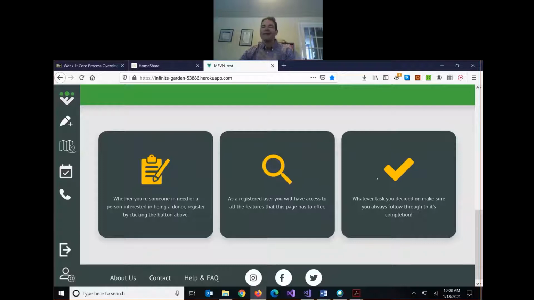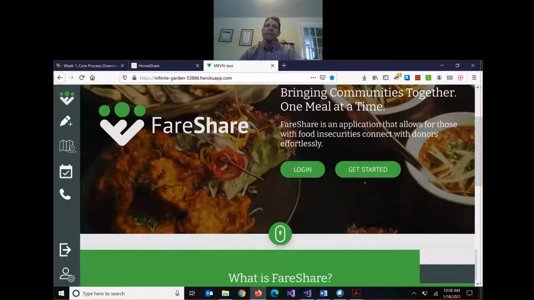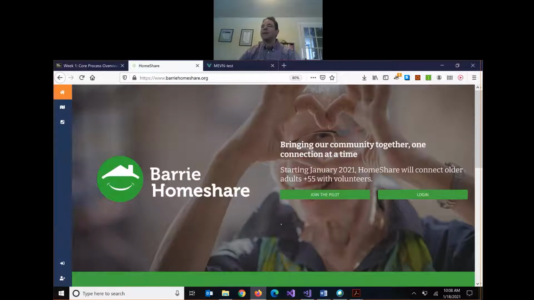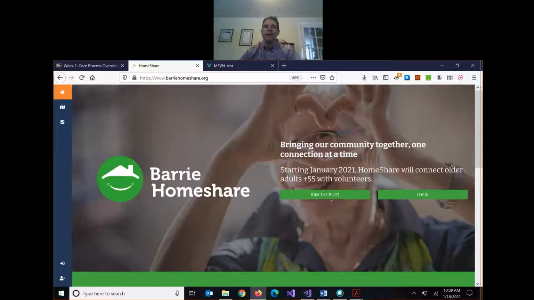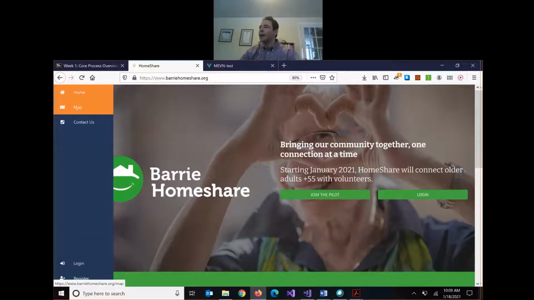Now, we've since adapted the project, and it's actually been taken up now by the Barrie Home Share organization, which is connecting older citizens with student volunteers. Now, their regular plan is to allow students to provide accommodation with an older member of the community in exchange for help around the house. With COVID, they're not doing the housing part right now, but what they are doing is still allowing for volunteers for help around the house.